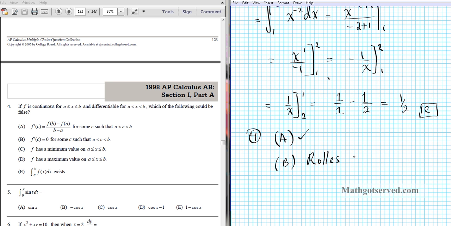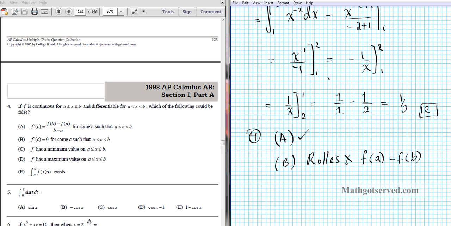B, option B is known as Rolle's theorem, which is a special case of the mean value theorem. It's not always the case. Rolle's theorem holds if and only if f of a is equal to f of b. In that case, this value right here will be equal to 0. Okay? But is that what the initial condition was? Absolutely not. You were only told that the function is continuous and differentiable, nothing about what f of a and f of b equal, so we know that this is absolutely wrong.